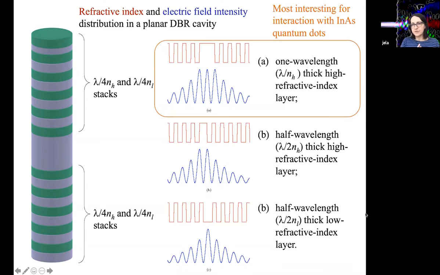Any thoughts? The maximum is on the edge. Exactly. So the maximum of the electric field is on the edge, not in the middle. And in a practical case, putting your quantum well exactly at the interface between gallium arsenide and aluminum arsenide would affect the quality of that quantum well. You don't want it to be close to the surface because you will have a lot of non-radiative effects. So this design would also not work for practical reasons, not because there is no cavity here. That's what you have to keep in mind.